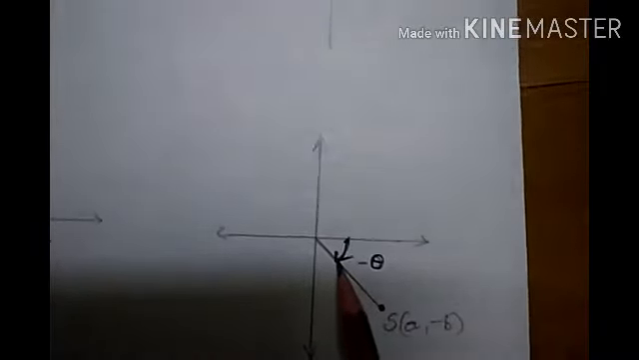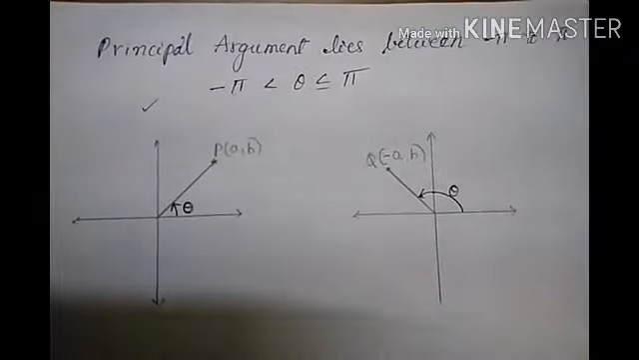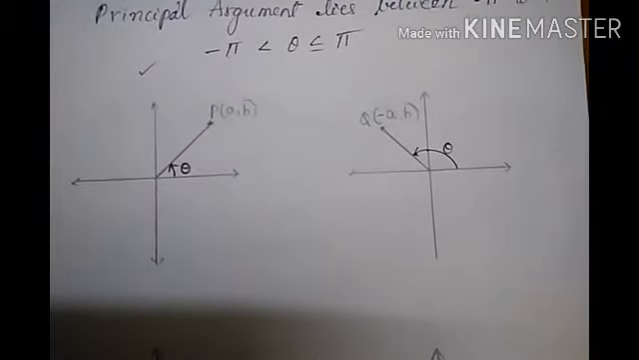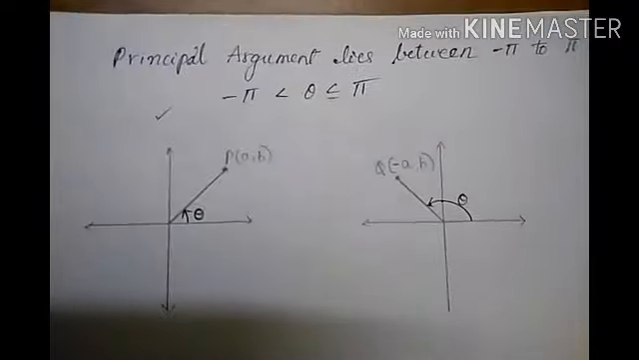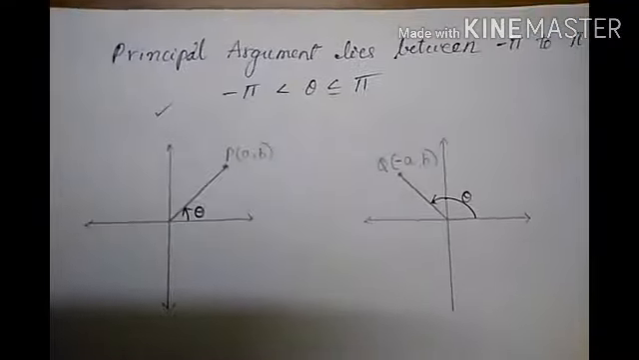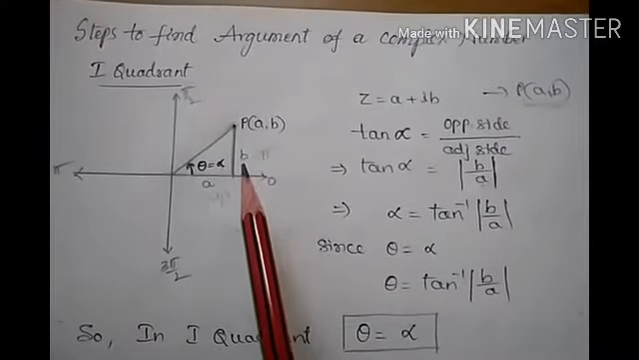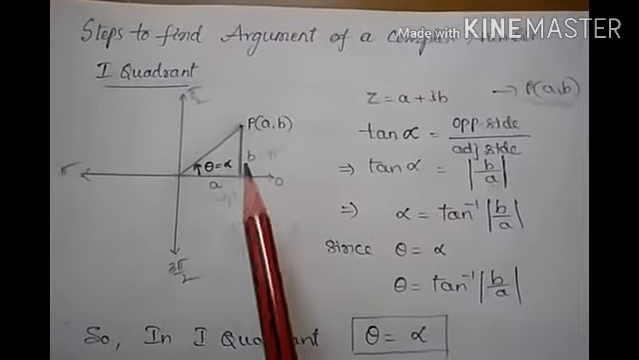By using the principal argument, we may find the unique argument of a complex number. Steps to find the argument of a complex number: let us see how to calculate the argument of a complex number if the complex number lies in the four quadrants.